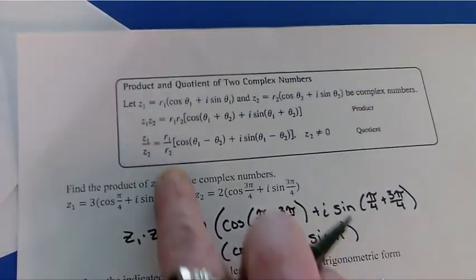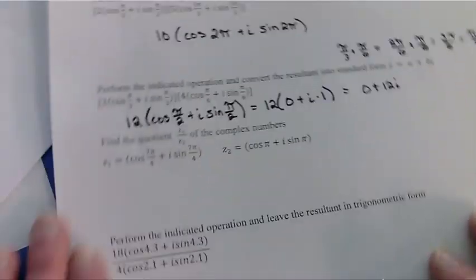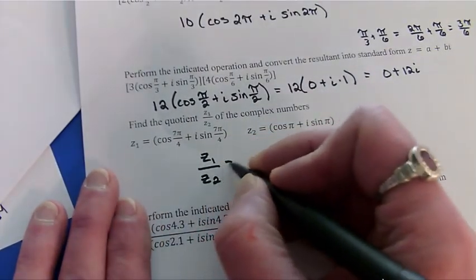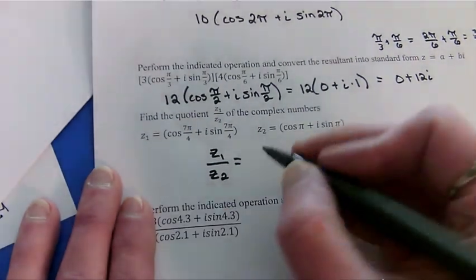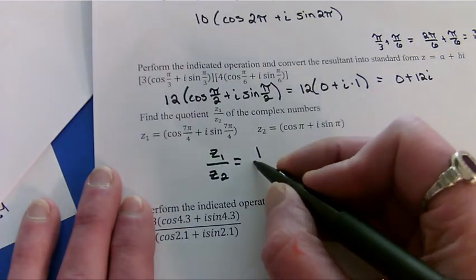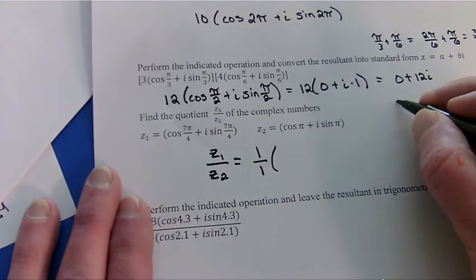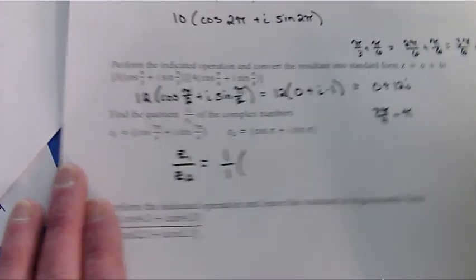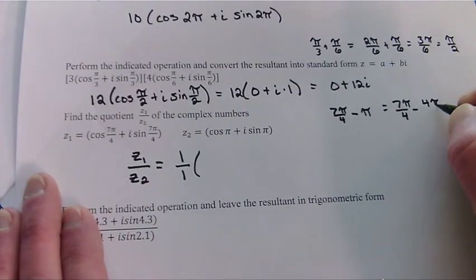The quotient. I'm going to divide the r's, and guess what? I'm going to subtract the angles. So this one doesn't have a number in front of it. That means it's a 1. This one doesn't have a number in front of it, so that means it's a 1. Now I need to subtract those angles. So 7 pi over 4 minus pi. Well, that's 7 pi over 4 minus 4 pi over 4. That's 3 pi over 4.